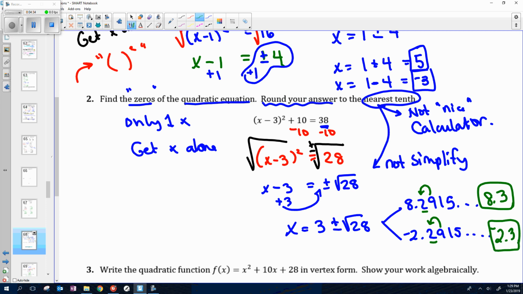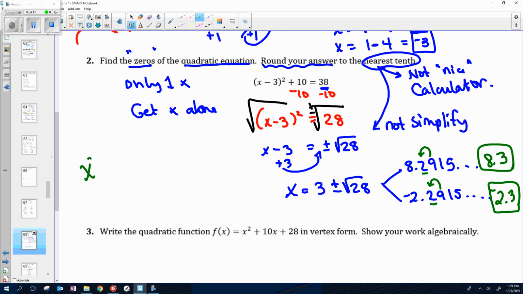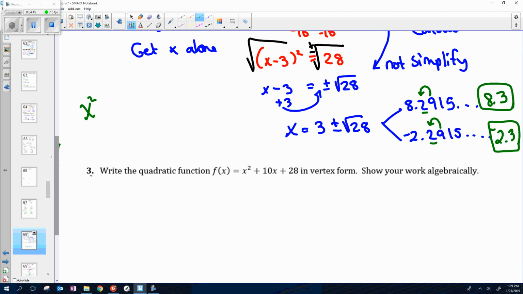Those decimals will not always be the same like that. That was kind of a fluke. All right, so we have 2 answers for that one. Notice it was x squared, and we got 2 answers. That's not a mistake. Number 3, write the quadratic function in vertex form, and then show your work algebraically.